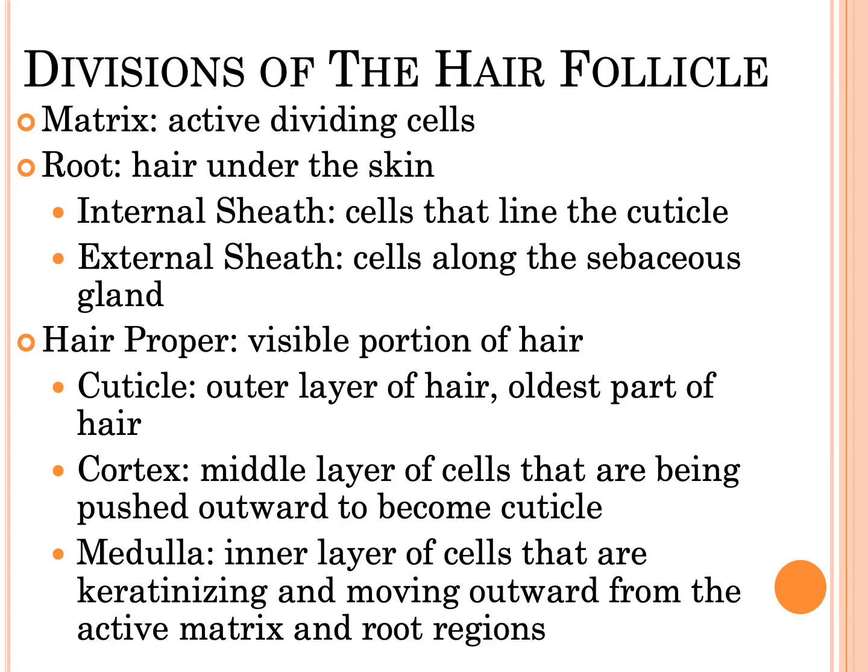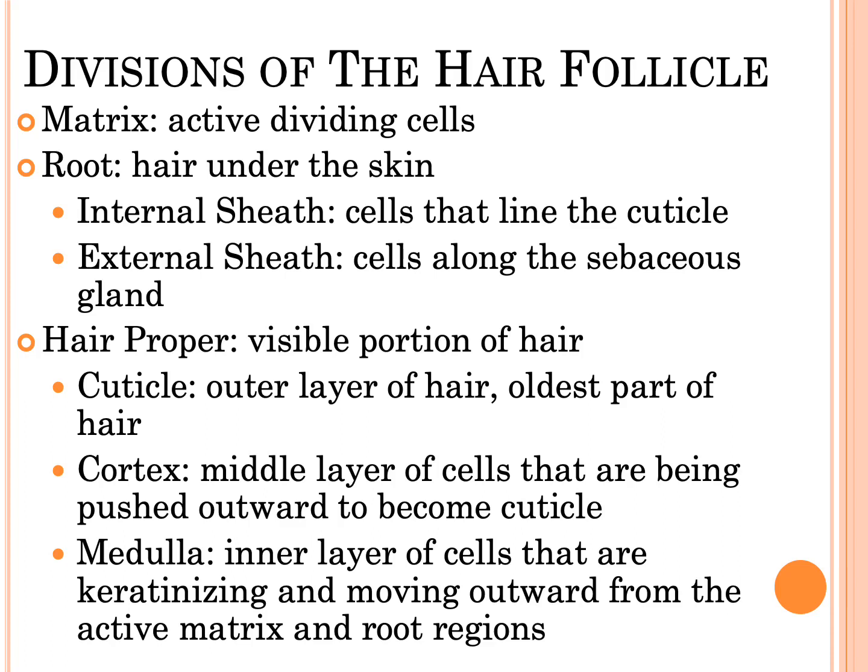The root itself is any of the hair that is not visible or hair proper. The internal sheath is going to be the cells that are lining the cuticle, and the external sheath is going to be the hair that's going to interact with the sebaceous glands. As long as we can keep the cuticle intact, the hair itself will stay intact. When the cuticle gets disrupted, we get a fraying of the spiraling, and that is what leads to what cosmetically refers to as the split end.